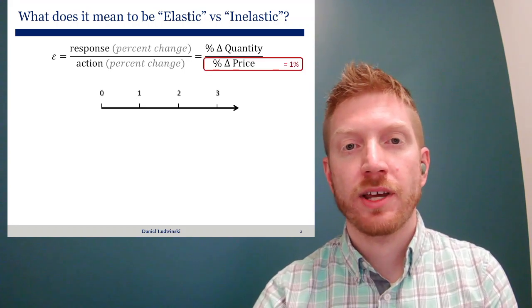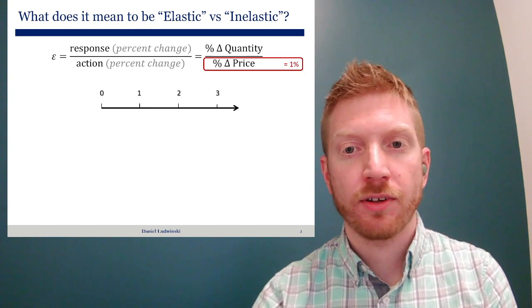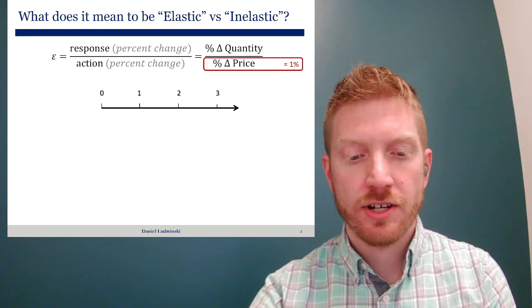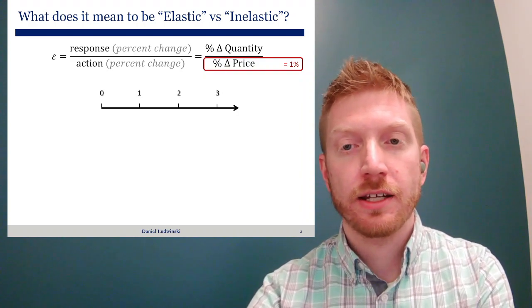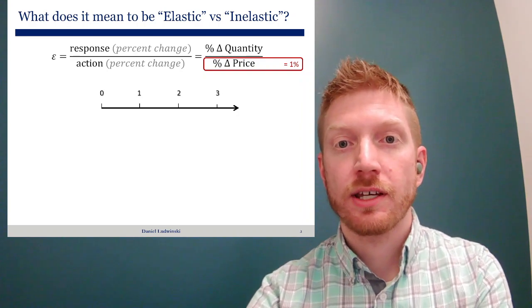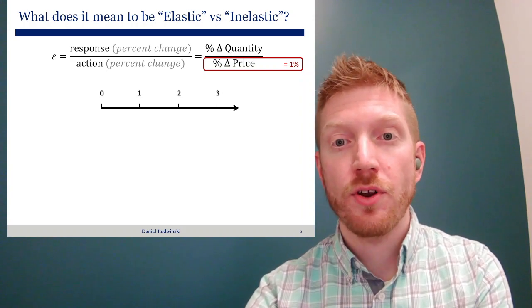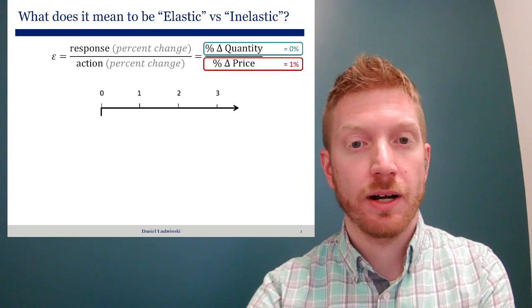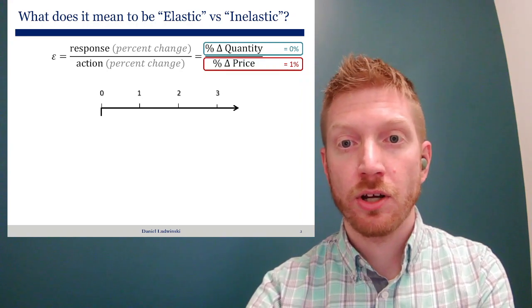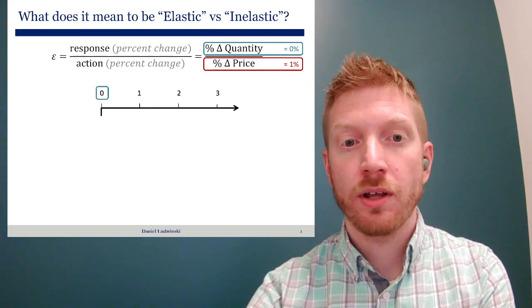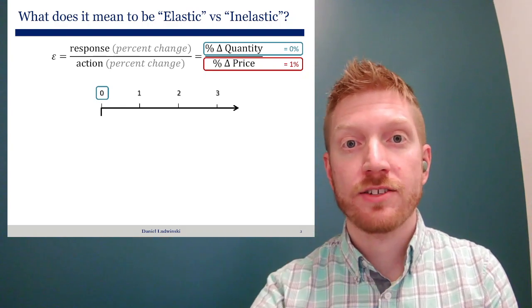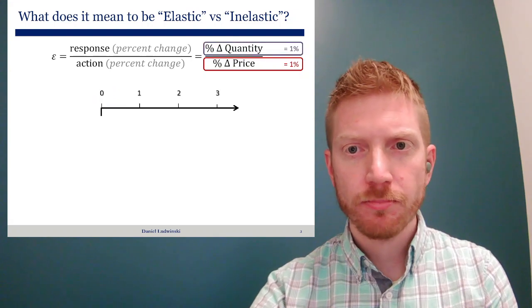So let's say, for example, we have a 1% price increase or change. Quantity can change as a result of that in a number of different ways. It's possible that there is no response, that there is no change. So the percent change in quantity is 0. This corresponds to an elasticity of 0.